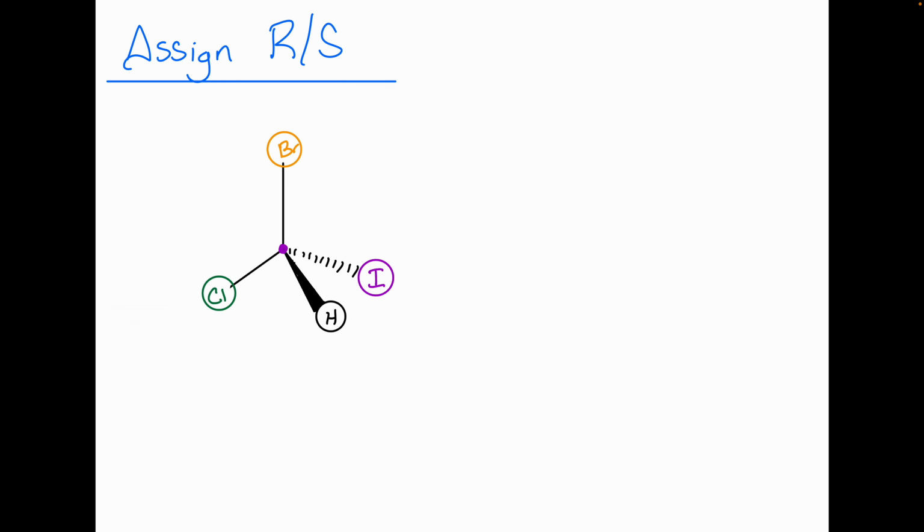So in order to rotate this, I'm going to bring my hydrogen over to my iodine to where my chlorine was, and my chlorine to where my hydrogen was.